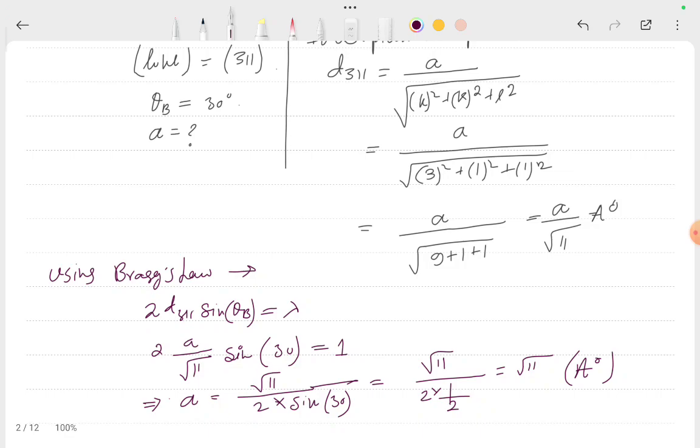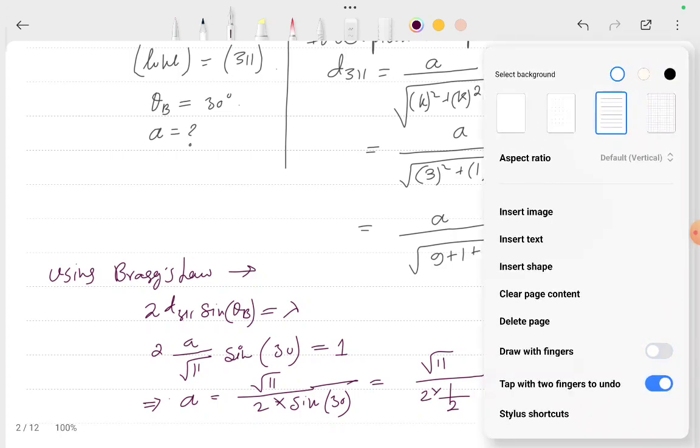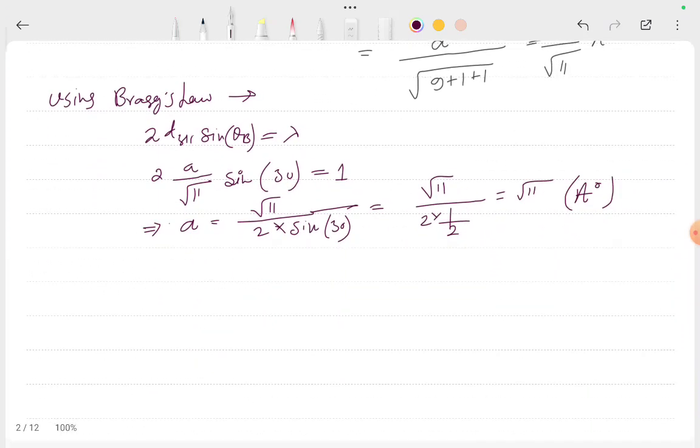So when the question mentions the Miller indices, meaning the information about the plane, and Bragg's angle, and the wavelength of the X-ray used, then we calculate the lattice parameter in this way using Bragg's law. This is your step, and for this question, option D is right. Okay, next we go to another question.